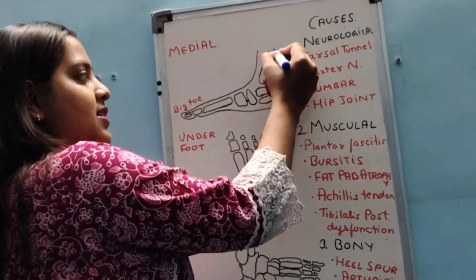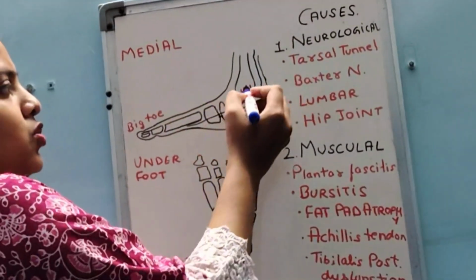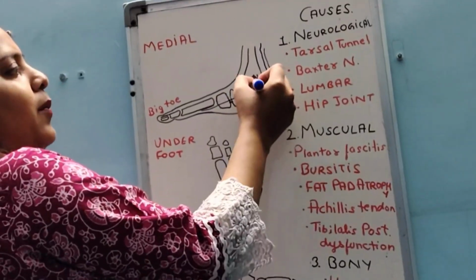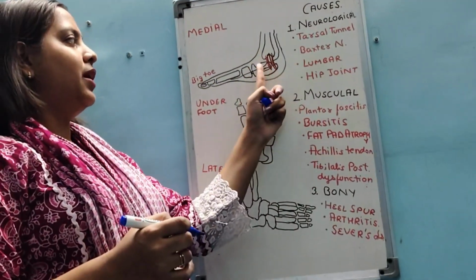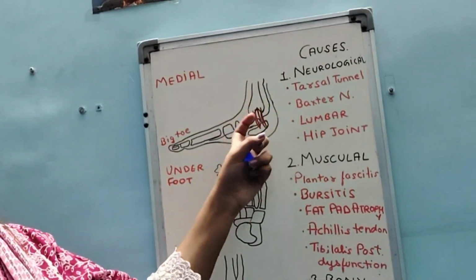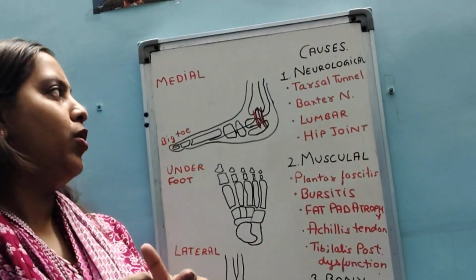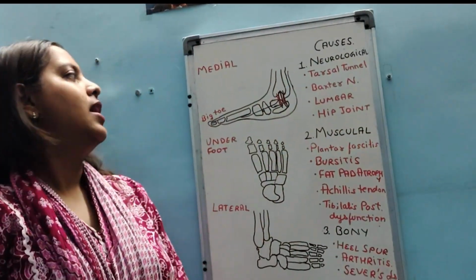So the tibial nerve is passing here like this under the flexor retinaculum. If it gets any kind of problem here, then the pain will be present here only, or it may radiate just to this part. This is the medial side of the leg around the ankle joint. So if the patient is complaining of pain here, then you have to think of tarsal tunnel syndrome.